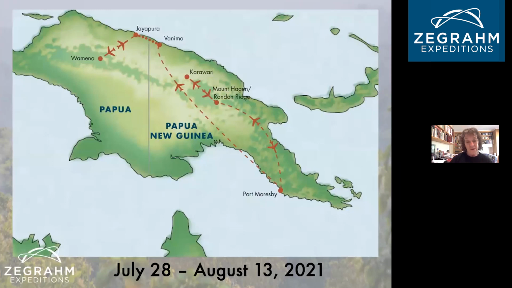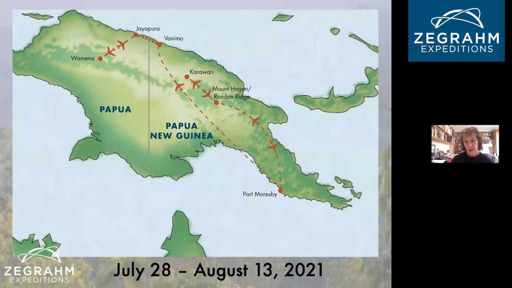Anyway, the good news is that we plan to visit the two main valleys next year. Anybody itching, ready to go on a trip? Well, we can go and visit the Dani up in the Wamena, near Wamena in the Balim Valley in August next year.